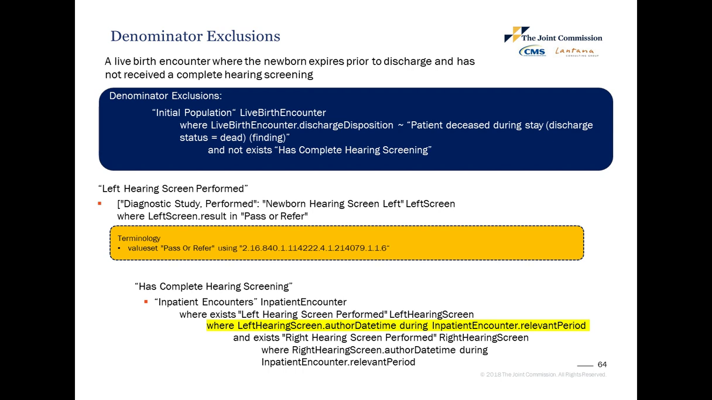So going back to the has complete hearing screening definition statement, we pull in the left hearing screen performed definition statement and give it the alias left hearing screen. The third line assesses those inpatient encounters where a left hearing screen was performed and the author date time for the hearing screen was during the inpatient encounter relevant period.